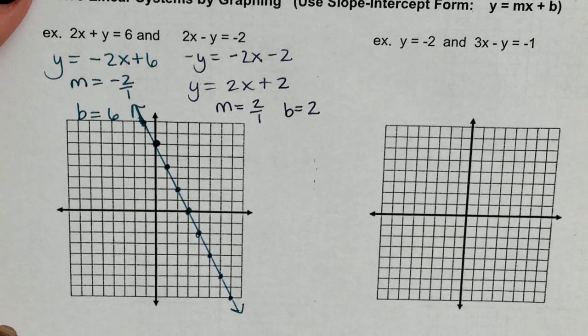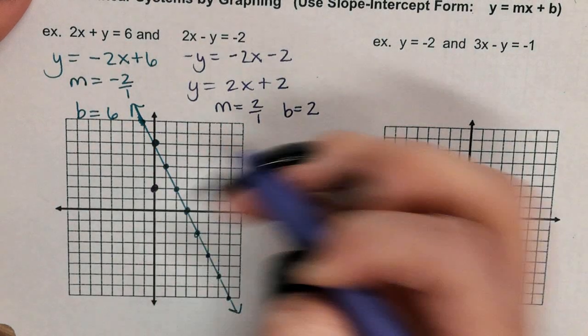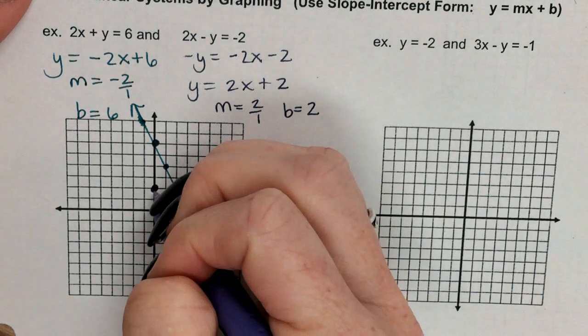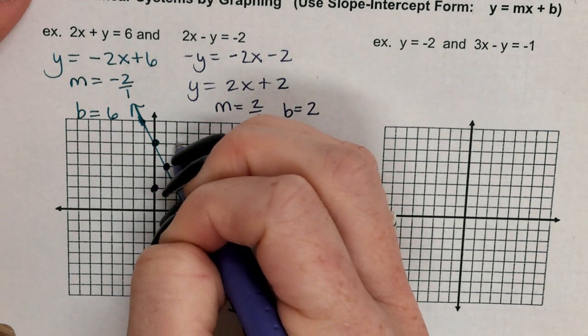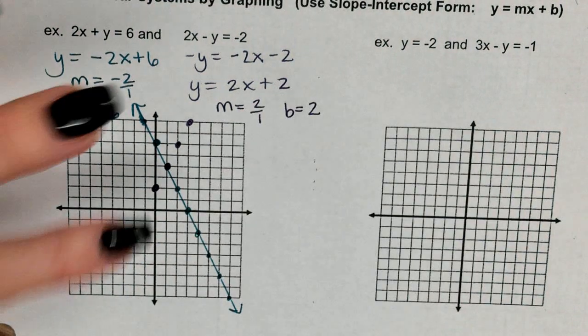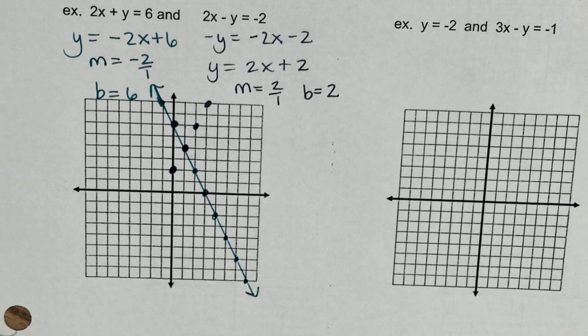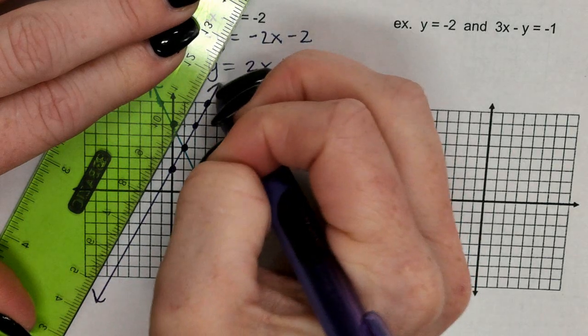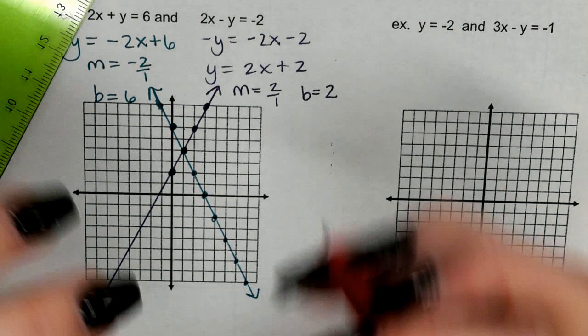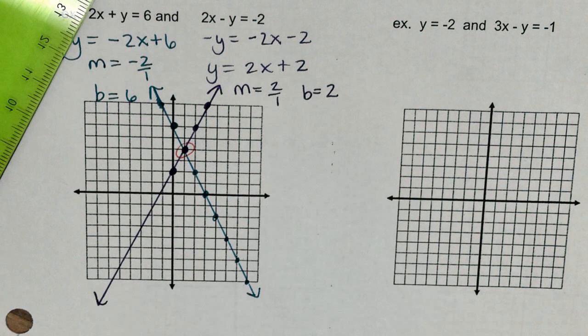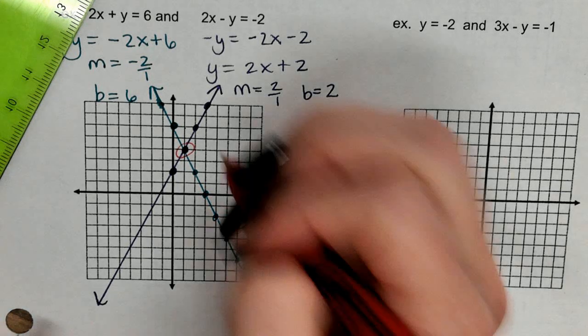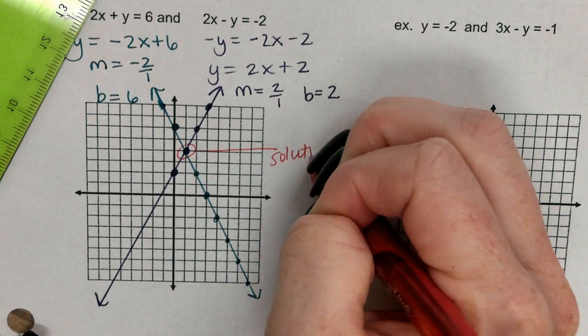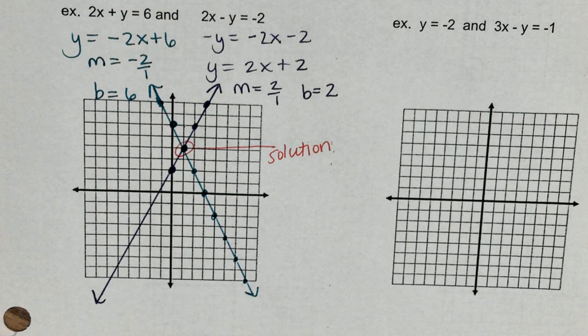Okay, so I'm going to go to the y-axis to 2, and then I'm going to rise up 2, right 1. Do you already see where they're both touching? So I don't have to be as meticulous with this line because I already see the answer. So this point right here is the point that satisfies both equations. It is the solution, the point where they meet. So this is the answer. That's my solution. And then you just write it as a coordinate.